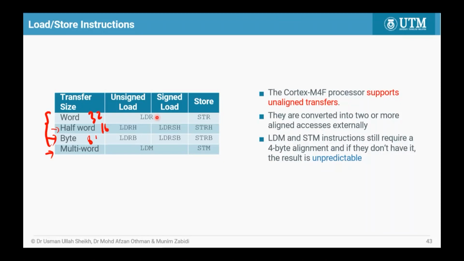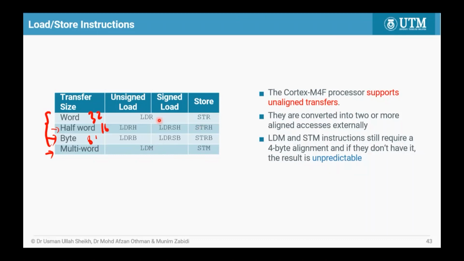Every time you come across LDR, you know that you're going to load a 32-bit number. LDR can be used for unsigned and signed numbers, so both will use the same LDR instruction. Meanwhile, to store a 32-bit number, we will use STR. This is for the 32-bit data.